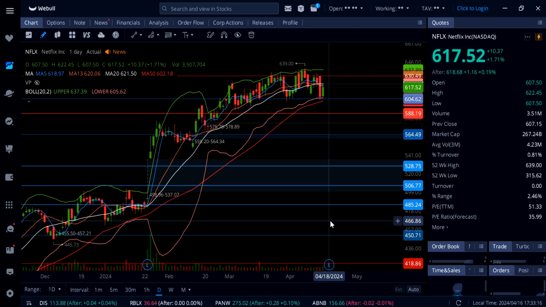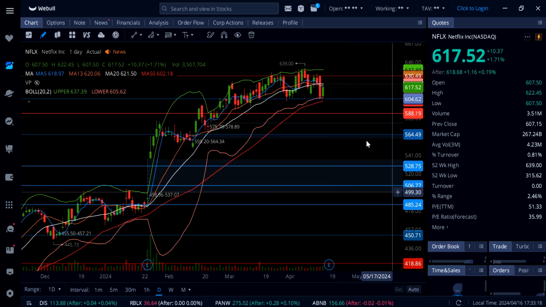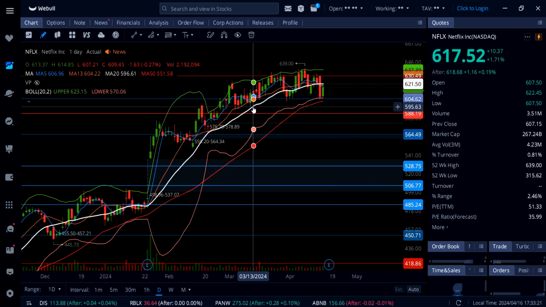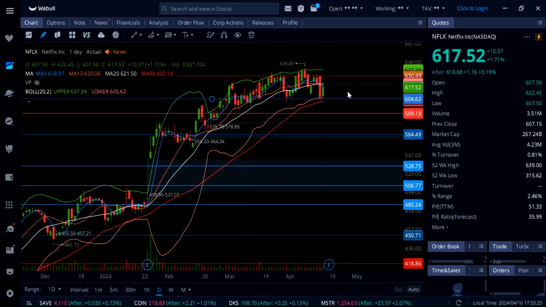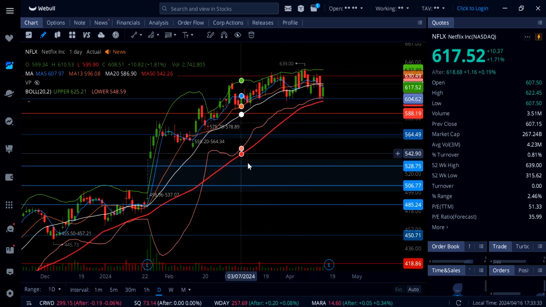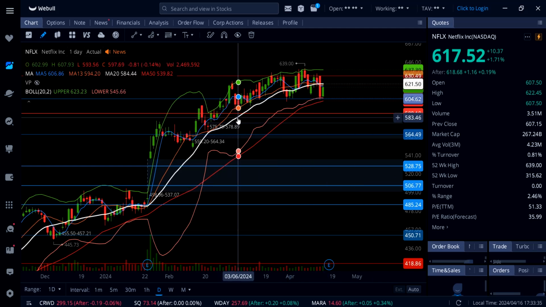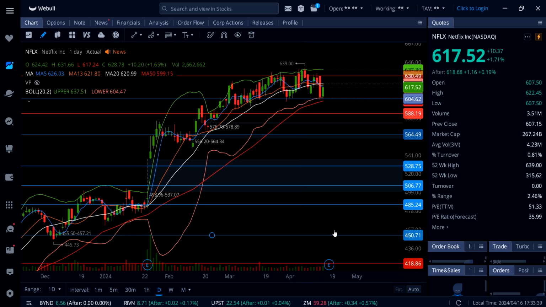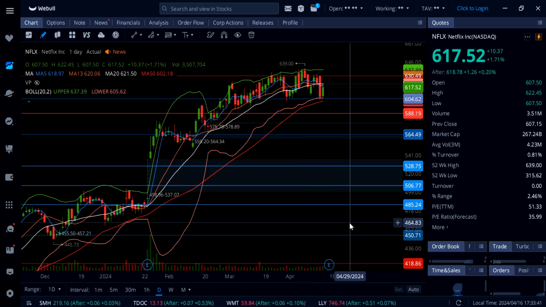Now to the upside, tomorrow Netflix can actually take out 621.50. Then you'll see Netflix going all the way back up to 630, and then possibly up to even 638 to 639. And that's going to be a target to watch if this thing actually gets that breakout over the 20-day moving average 621.50. And that's all I have for you guys in this video. Thank you so much for watching.